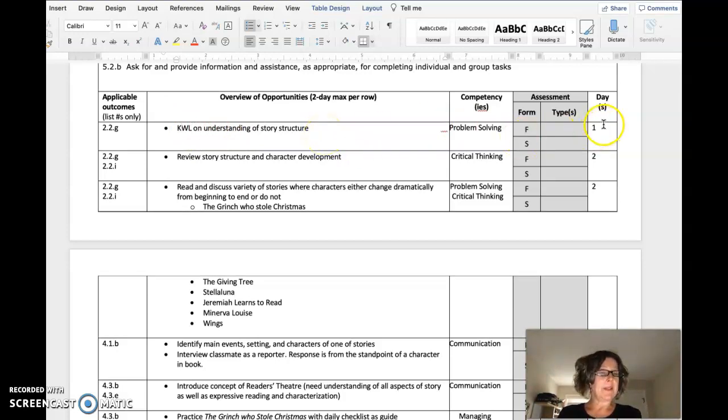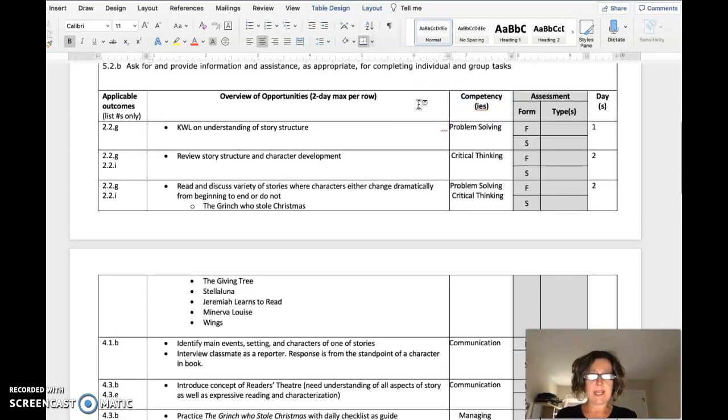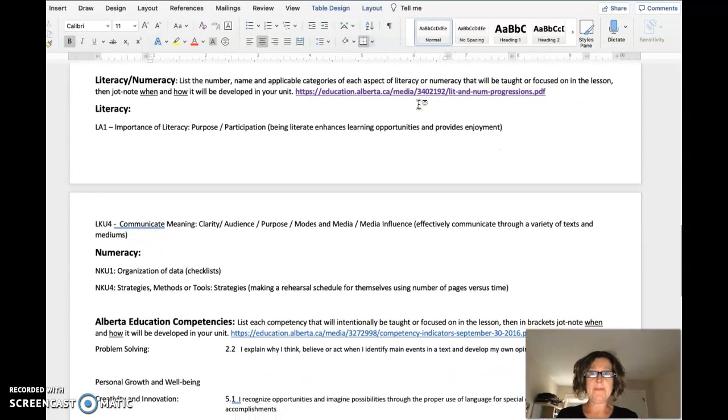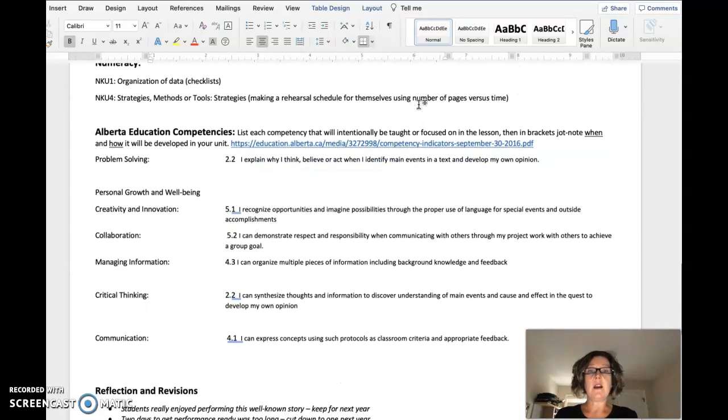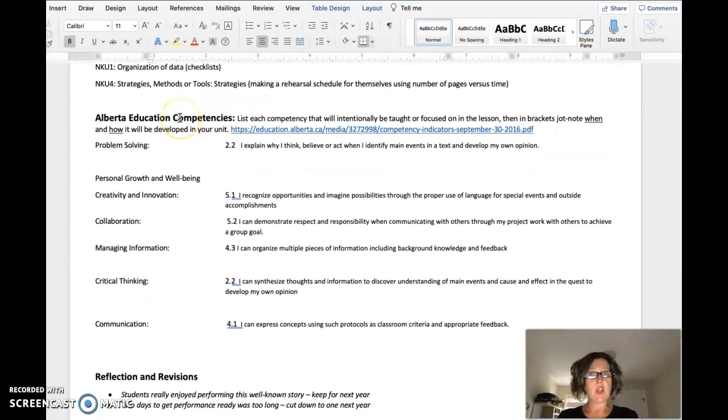It's going to take 1 day. You can see the assessment portion is grayed in. This year you don't have to worry about the assessment portion, but we're going to look at that next year. This is what I want to look at, the competencies. And you're going, what are these competencies? Basically, I'm going to just scroll down to the bottom. The competencies are here. This is the Alberta Education Competency, and we're just going to go to that right now.